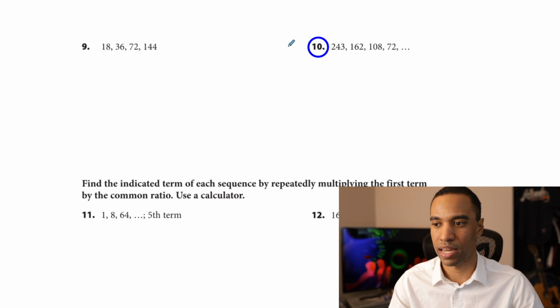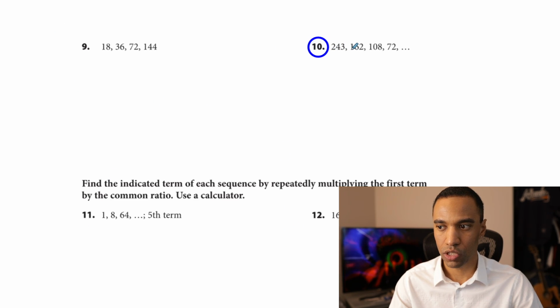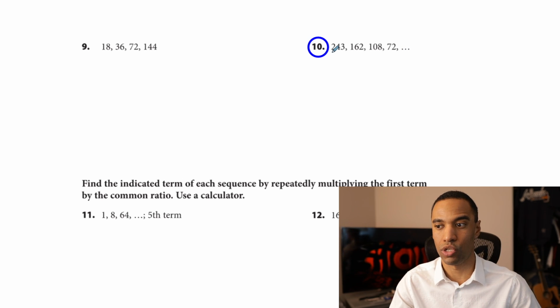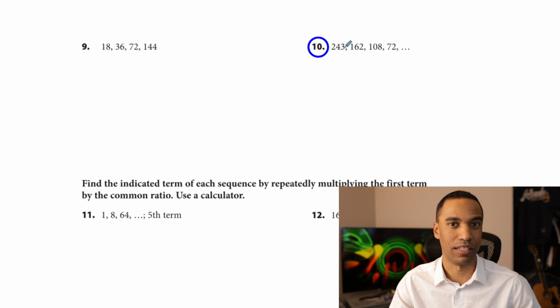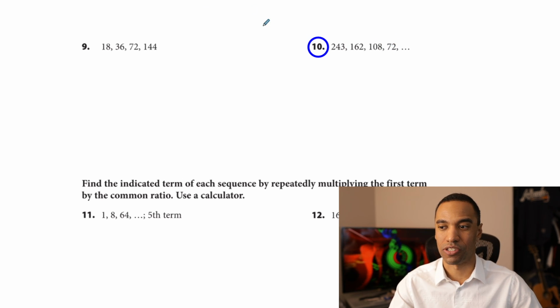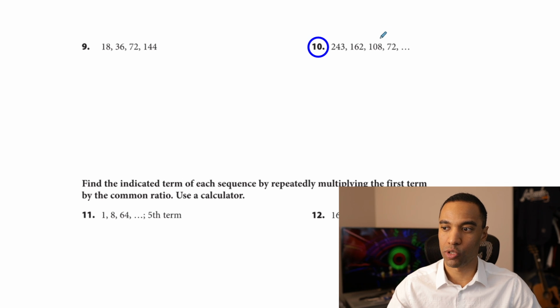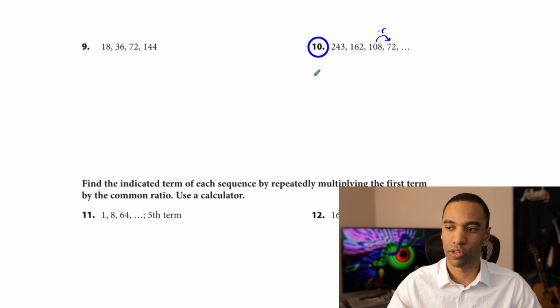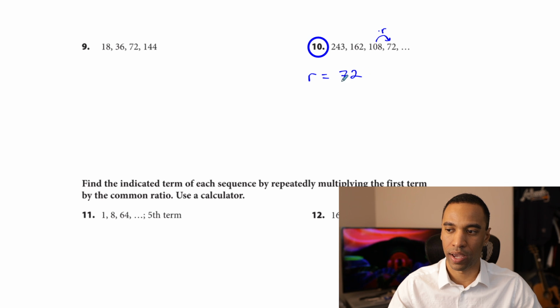I'm going to look at number 10 as just the last one here. 243, 162, 108, and 72. Even if you ask me off the top of my head, quick, 243 times what is 162? I couldn't tell you. I see 108 and 72 and I actually know, but the other ones I'm not certain. So yeah, hey, use smaller numbers when you can. 108 times what is 72? You've got to do 72 divided by 108 to figure it out.